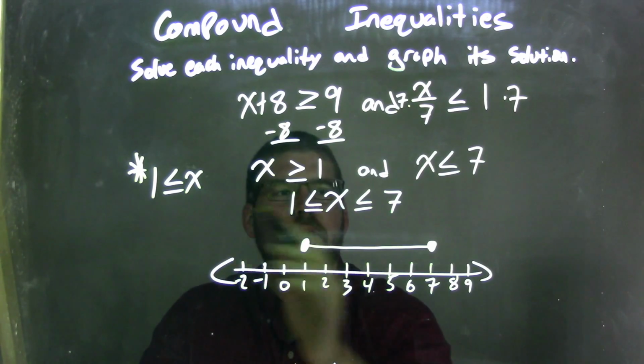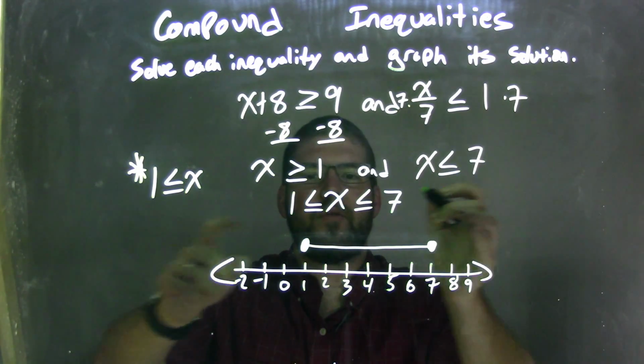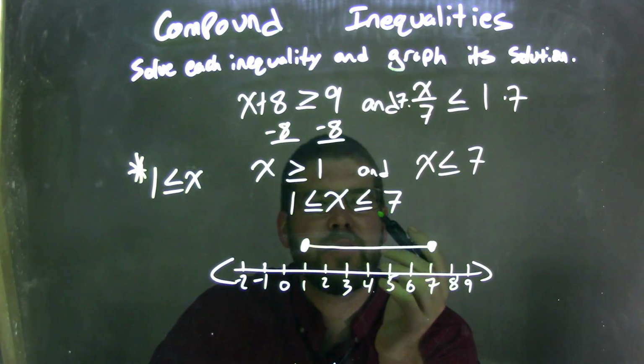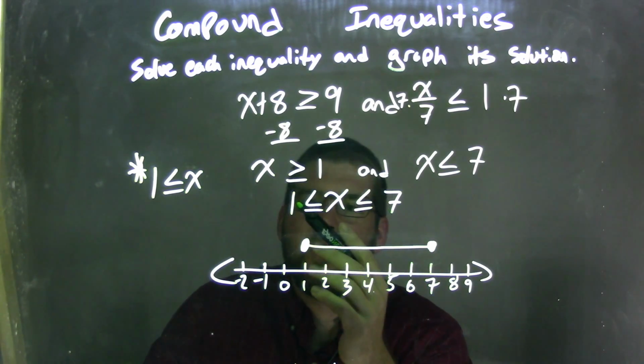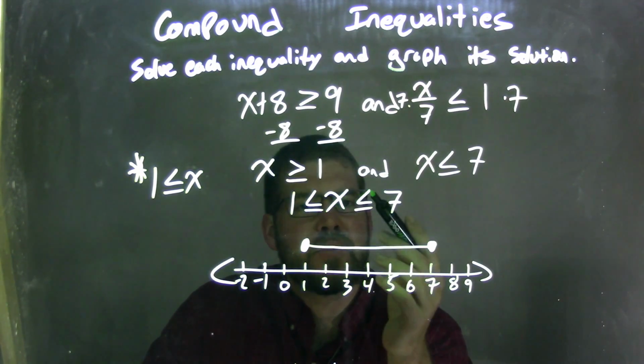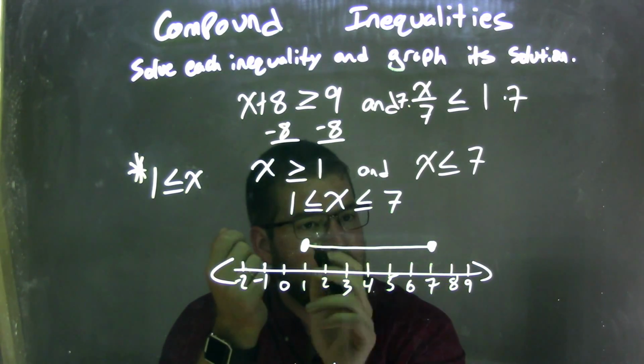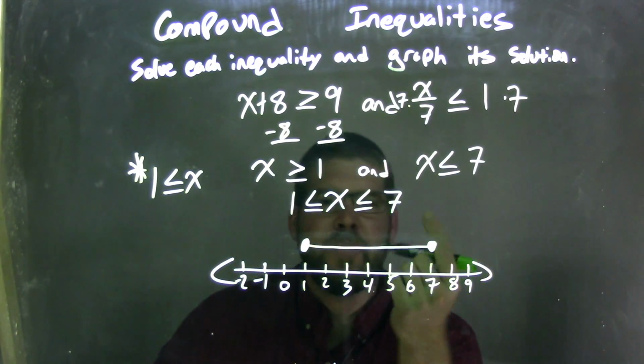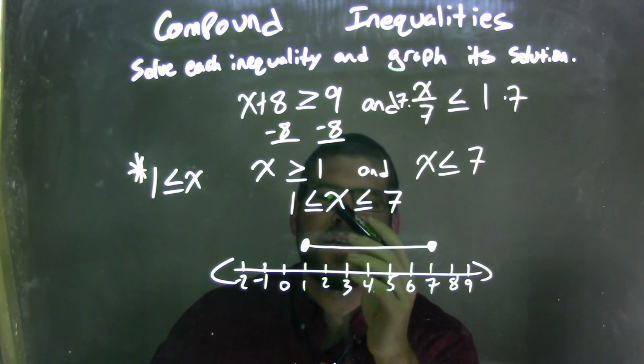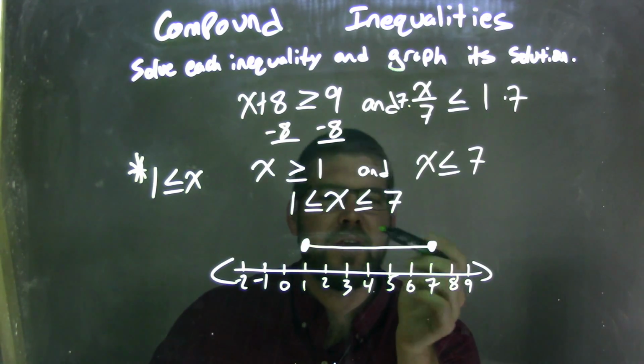So now I morph these two together to make one continuous compound inequality here, where 1 is less than or equal to x, which is less than or equal to 7. To graph that, I have closed circles at 1 and 7, and x is between them. And so my graph here matches my final answer, which is 1 is less than or equal to x, which is less than or equal to 7.